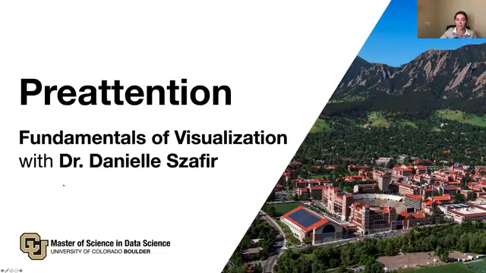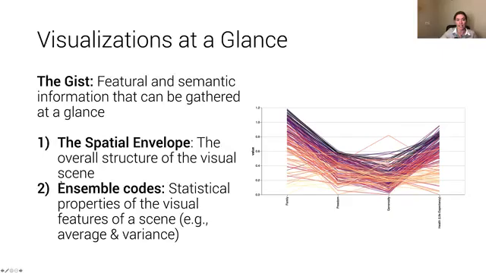So pre-attentive processing references all of the interesting visual information that we're able to get from a visualization just at a glance. And a lot of the most powerful features that we will see in pre-attentive processing pertain to a phenomenon called the gist. So gists refer to the featural and semantic information that we can gather from a visualization at a glance. The two biggest characteristics that we can process from a visualization in just one brief glimpse are the spatial envelope and ensemble codes.